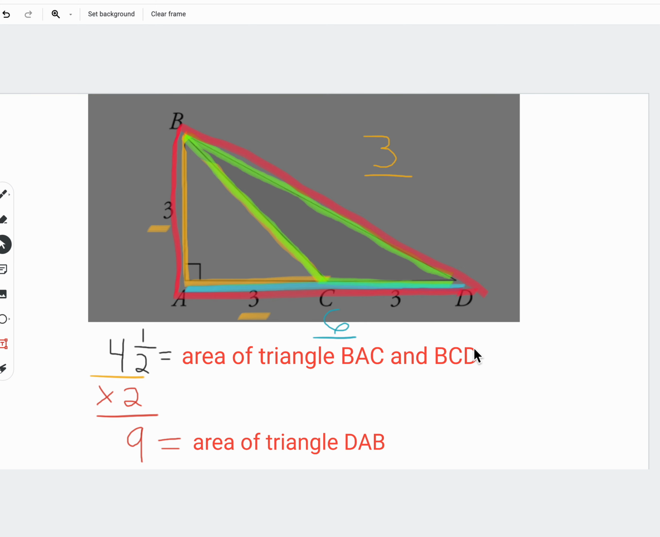Fantastic job today on learning about triangles and how to find the area of triangles.